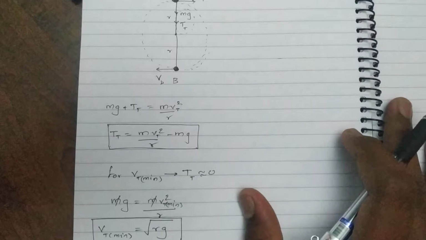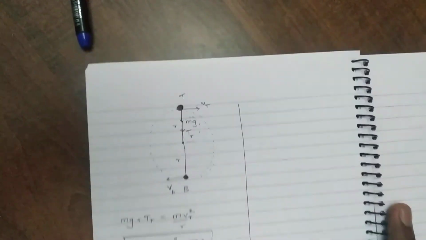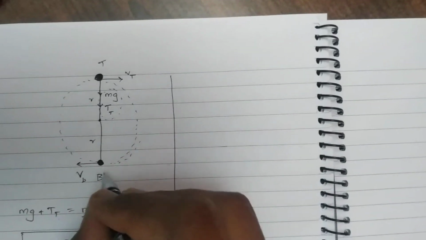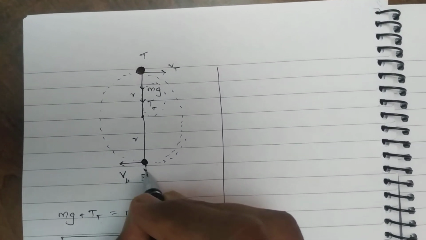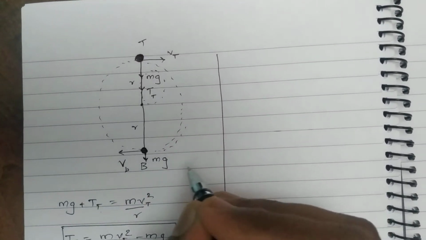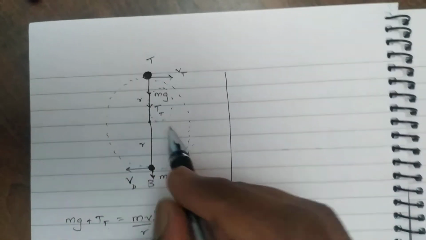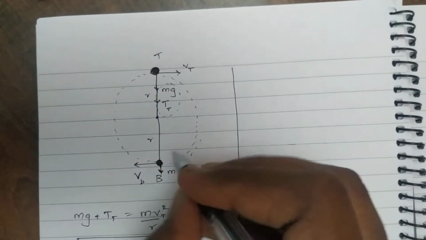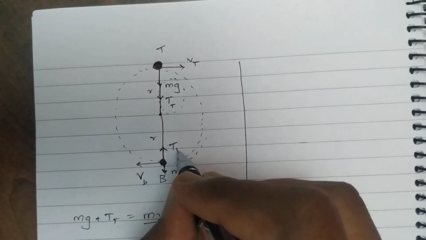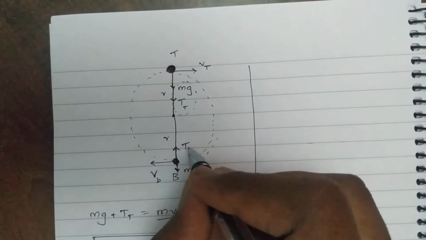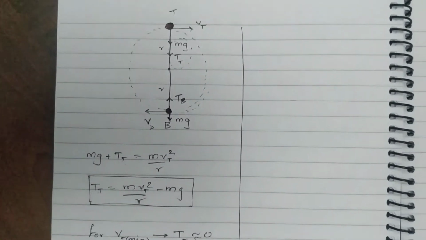So speaking about the bottommost position, I'll be drawing the free body diagram at this particular position. You can easily figure out that mg will always be acting downward. In the previous case the tension was also downward because it was acting along the string. Here it is also acting along the string, but it will be upward. So this will be the tension at bottom.